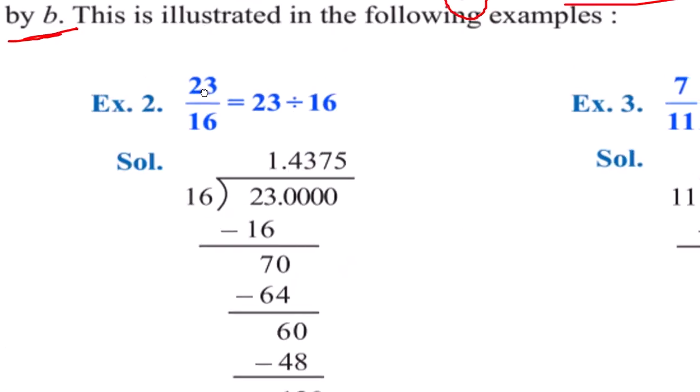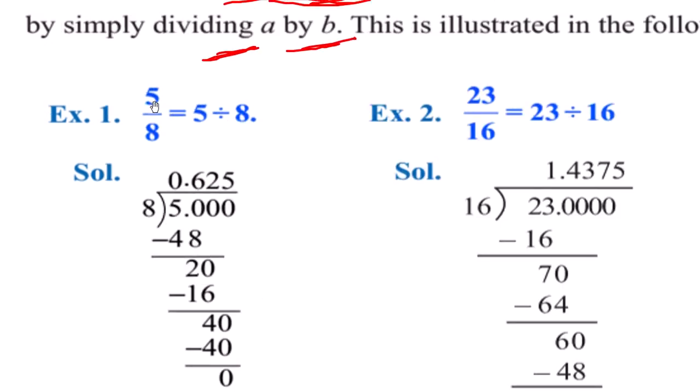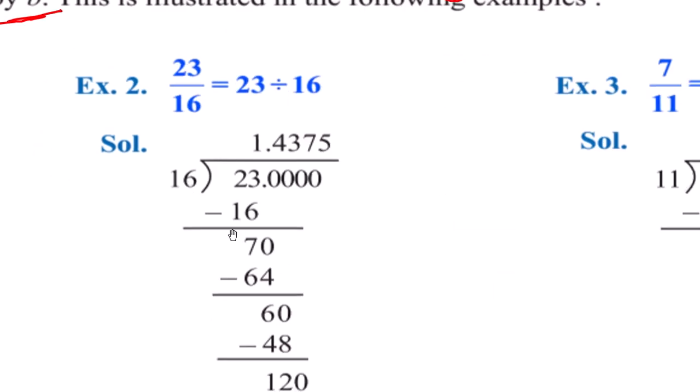Next, children, we have 23 by 16. With 16, we have to divide 23. Means 23 point, as many zeros as we want, we can keep. After the point, the number of zeros, as many as we want, we can keep. So 16 1 is 16, 7 is the remainder, 7 is not divisible. Next 0 we have to consider, but before that the point is there, so the point is to be kept in the quotient.